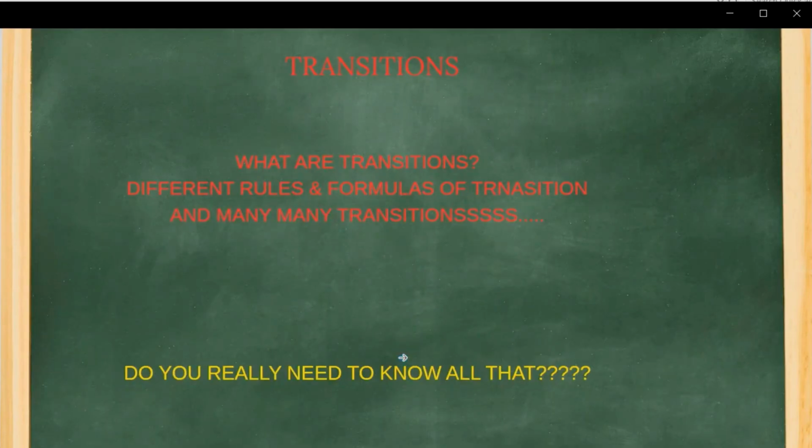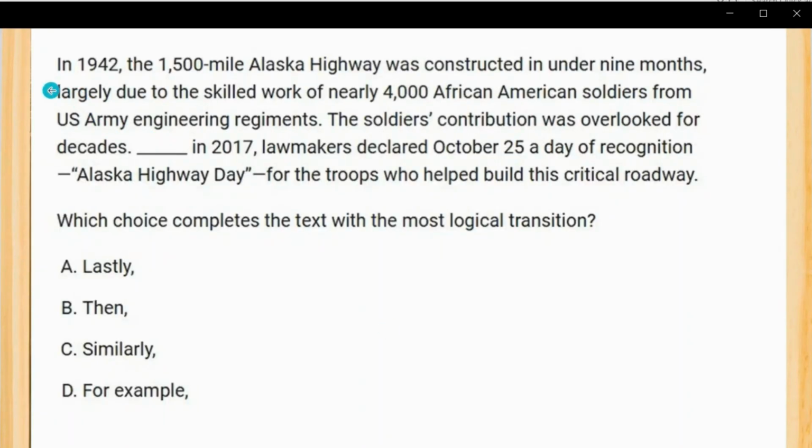Before that, let's read the question first, okay? That's the very first trick that you should use if you want to answer the transitional questions. We know the same question that always comes: which choice completes the text with the most logical transition? We don't need to really read that. Just go for the passage first. So what is the passage?